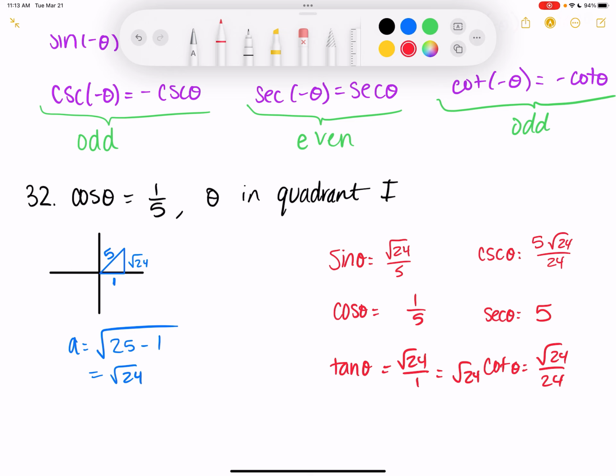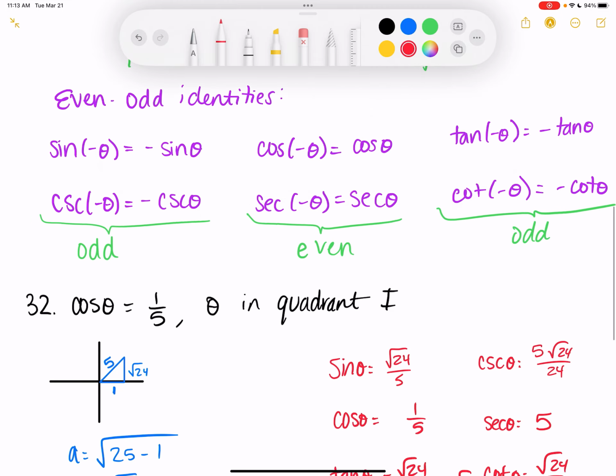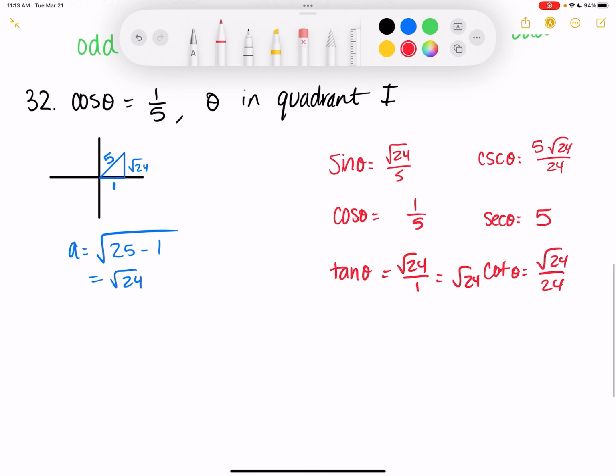Is this like it? Or is there something else for the section? There's also the stuff where we're using the identities to rewrite stuff. I'm going to do one more of these just so we see it. 34: cosecant of theta is equal to negative 5 over 2. Theta is in quadrant 3.